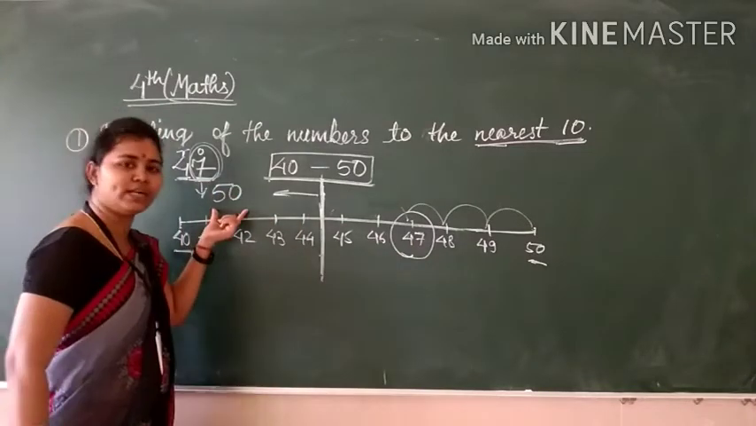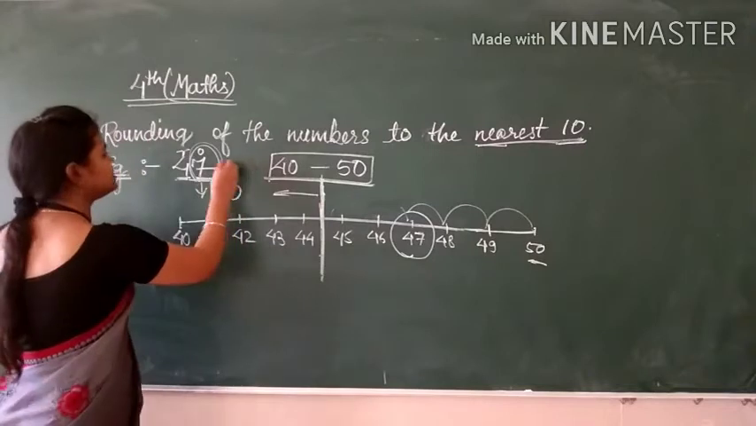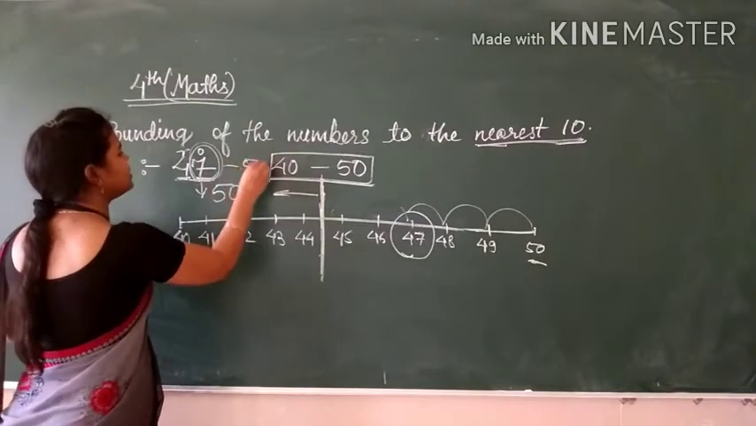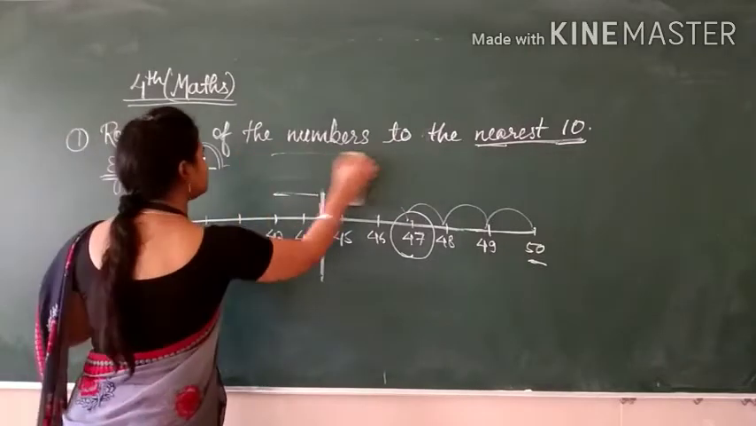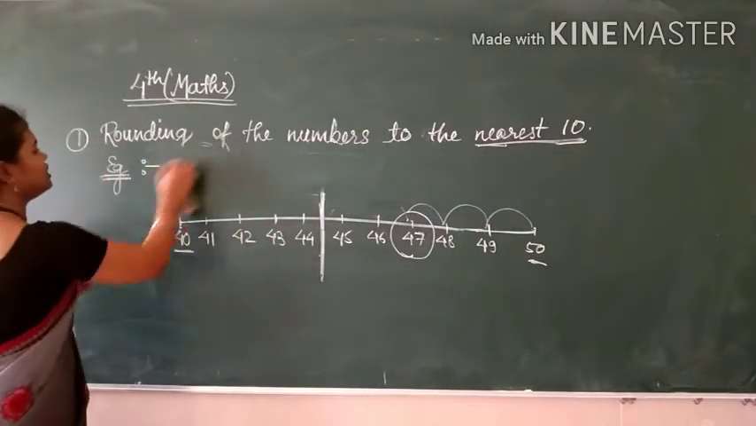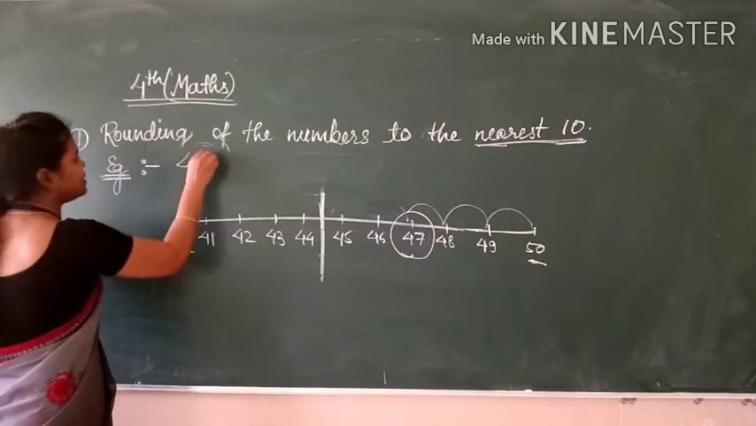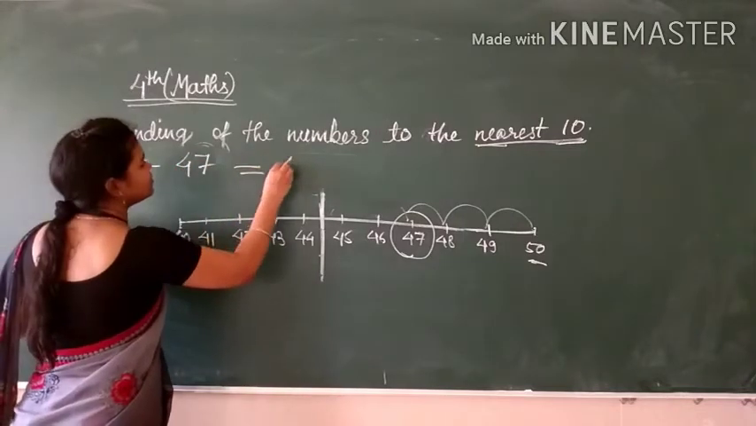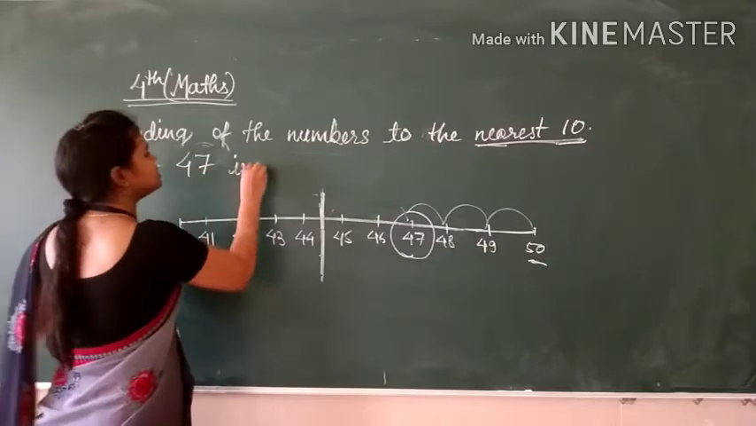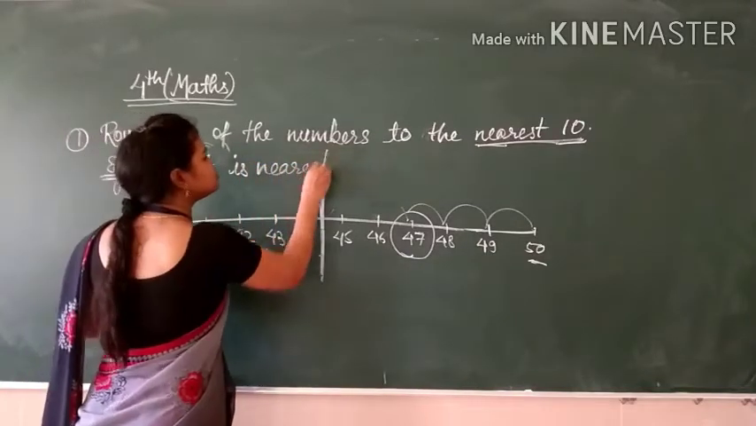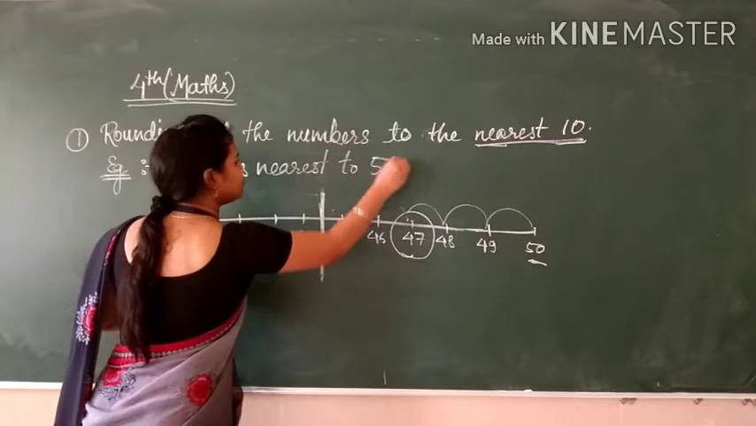So 47 is nearest to 50. So the answer we got is 50. So 50 is the answer here. See, for example, 47 we have taken and the answer we got is 50. 47 is nearest to 50.